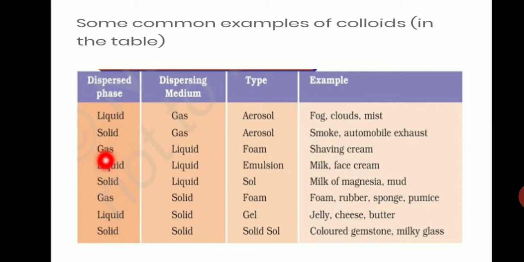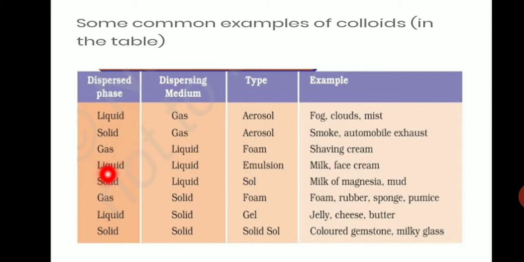Next type of phase is gas in liquid. The previous one was liquid in gas; now we are discussing gas in liquid. Gas in liquid gives a foam. So a foam is a colloid in which a gas is dispersed in liquid medium. Shaving cream is an example. Soap bubbles, beer foam, all these are examples of gas in liquid medium.